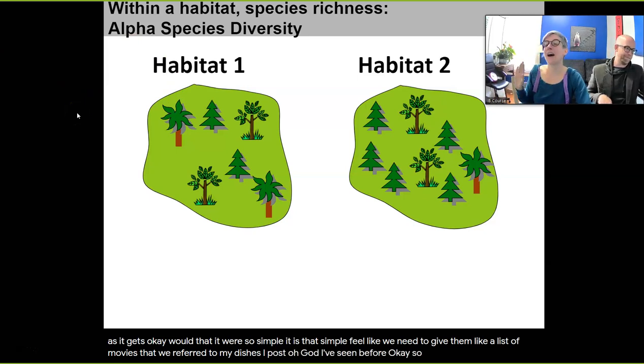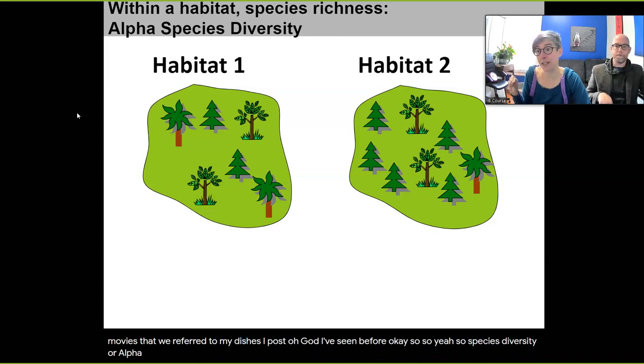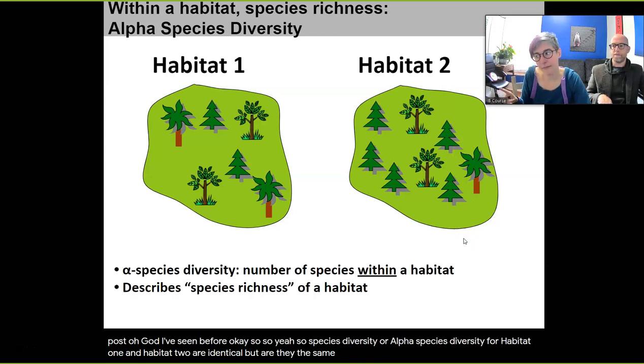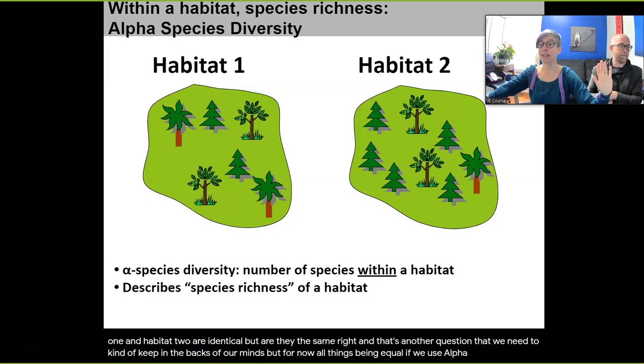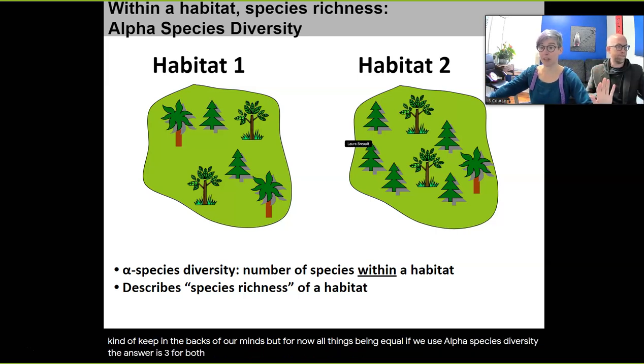Okay. So alpha species diversity for habitat one and habitat two are identical. But are they the same? And that's another question that we need to keep in the backs of our minds. But for now, all things being equal, if we use alpha species diversity, the answer is 3 for both of these.